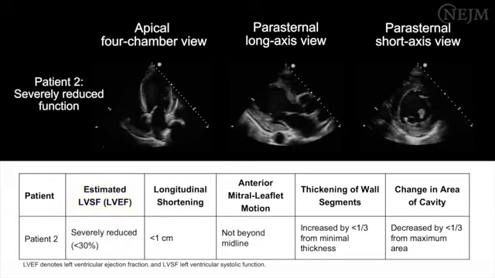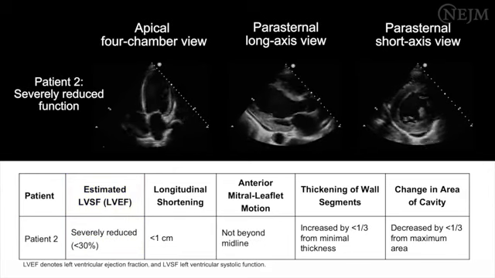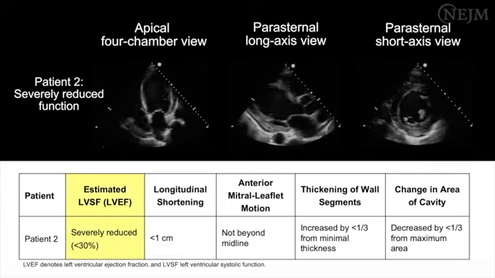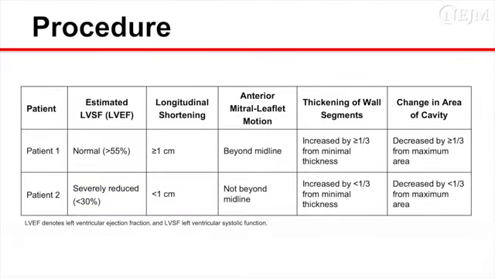When all four measures are rated as abnormal, as in patient 2, it is reasonable to grade the left ventricular systolic function as severely reduced, which would correspond to an estimated ejection fraction of less than 30%. When some measures are rated as normal, but others are rated as abnormal, or when some measures cannot be properly evaluated, it may not be possible to grade the left ventricular systolic function definitively.